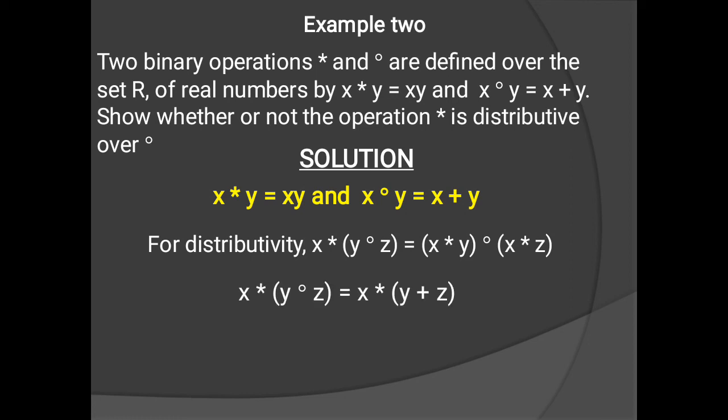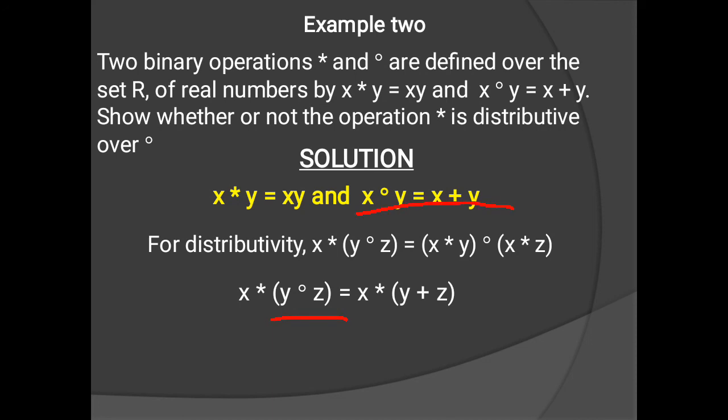Right, so we always deal with what is in the parentheses first. So what is in the parentheses is what? Y operation z. And the operation here is which one? The one that looks like a circle. So we come and check the rule for the one that looks like a circle.